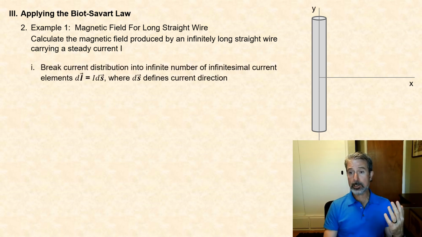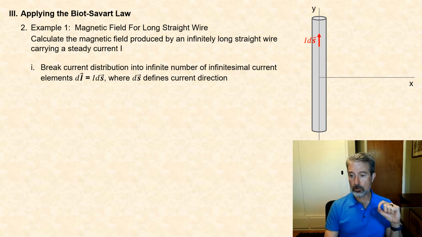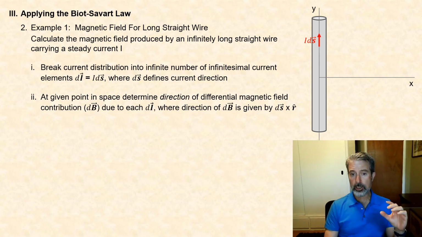And the first step in the process is to break up that current in the wire into an infinite number of infinitesimal current elements dI. So here is one of our dI's, which is equal to I times ds. Remember the vector ds, that displacement vector, defines the direction of the current at that point in question, for that particular current element. And so there we have it. There's step one. Step two is to find the direction of the contribution that this current element makes to the field, dB.